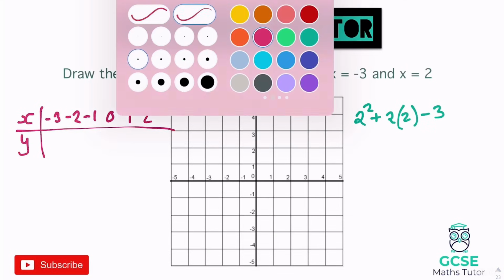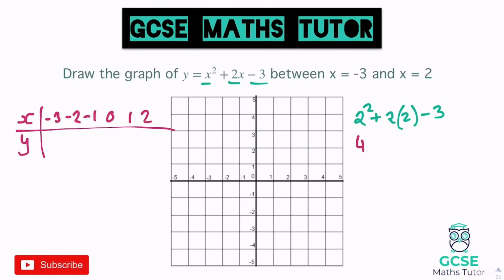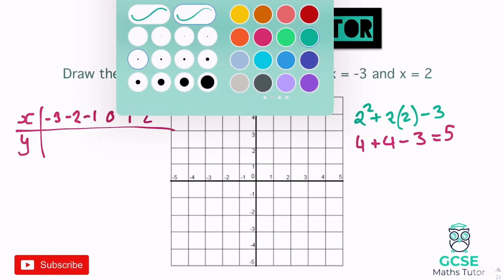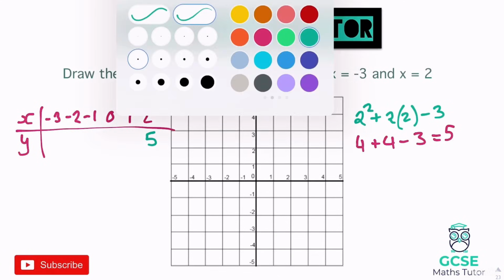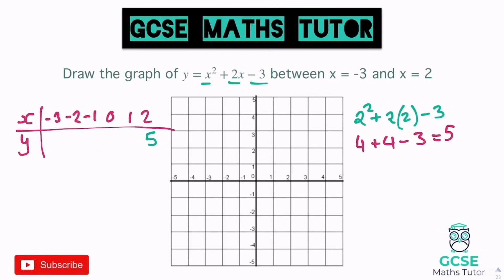I'm just going to work that out nice and slowly. 2 squared is 4 plus 2 lots of 2, which is 4, take away 3. So 4 plus 4 is 8, take away 3 is 5. So my answer there underneath the 2 is going to be 5. Now I need to follow this process for all of them, but the one thing I do need to be careful of is when we get to these negative numbers.